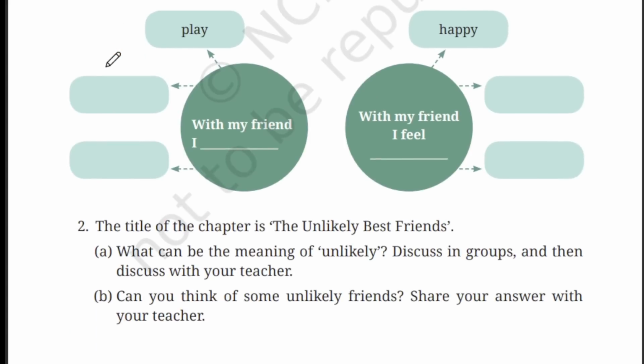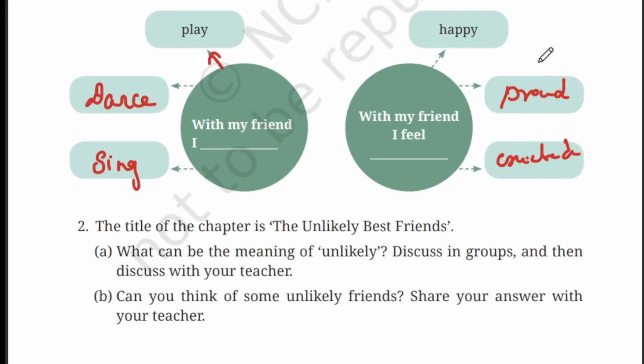Now let's complete this one. With my friend I dash. One is already completed, so the rest you have to complete. With my friend I dance. You can write, I can sing. Anything you can fill. Next one. With my friend I feel happy. With my friend I feel proud. And with my friend I feel excited. These two boxes you can fill on your own.